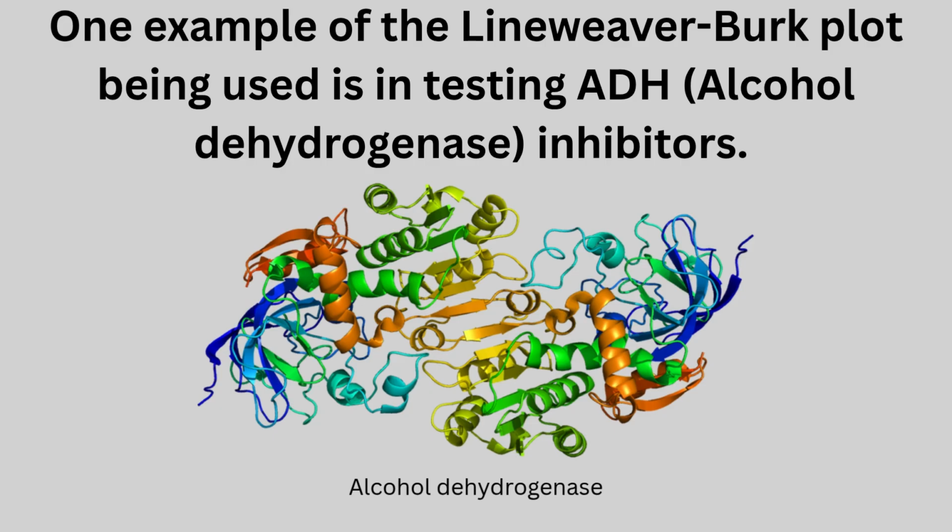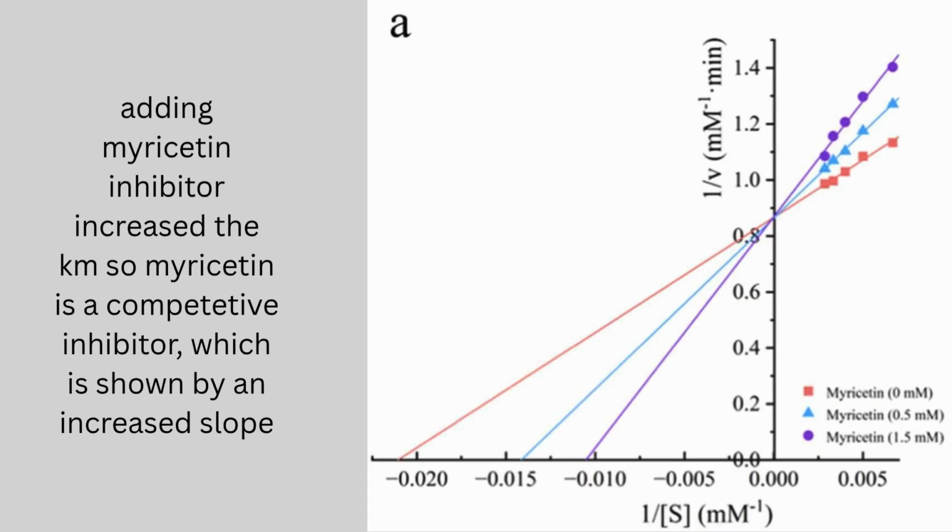One example of the Lineweaver-Burk plot being used is in testing alcohol dehydrogenase inhibitors. Alcohol dehydrogenase is the enzyme that helps the body eliminate toxic alcohols like ethanol by converting them into acetaldehyde and so forth until it is eliminated. Myricetin demonstrated classical competitive inhibition. The Km increased upon addition of this inhibitor. This is shown on our diagram by converging y-intercepts and reduced x-intercepts upon increasing this inhibitor's concentration.